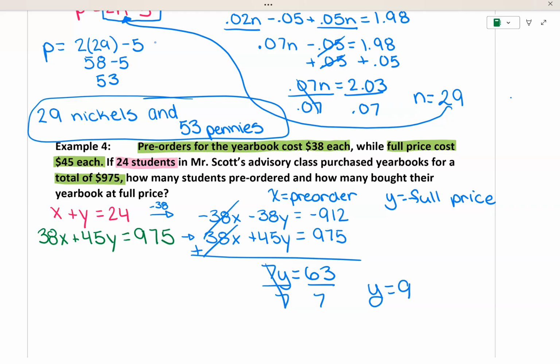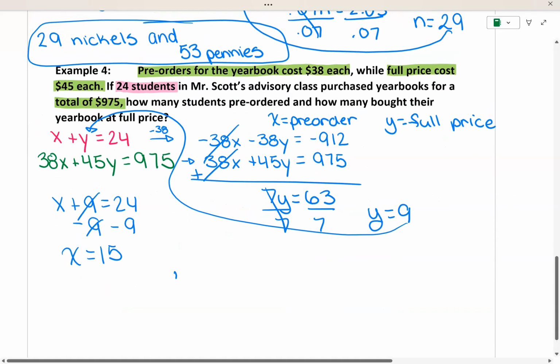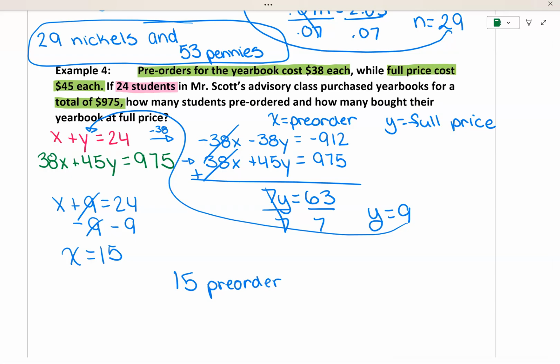So we're going to take that 9, and I'm going to put it right there. So x plus 9 equals 24. Subtract the 9. We get x equals 15. So what does that mean we got? We got 15 pre-orders and 9 full price.